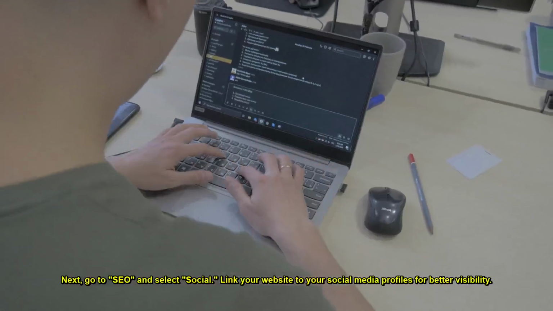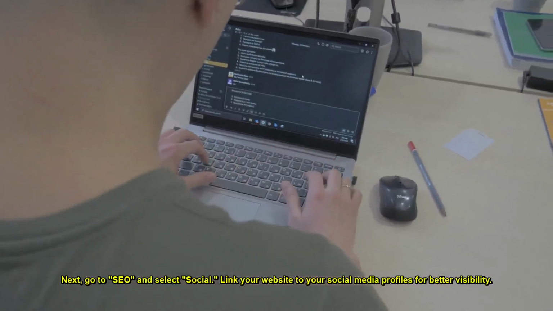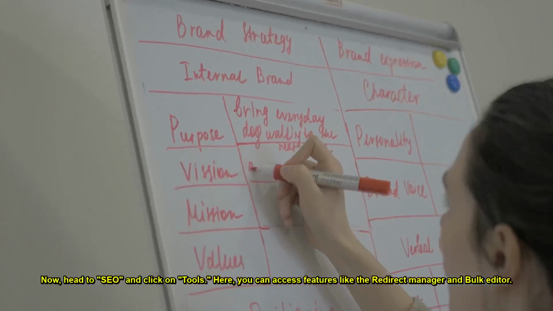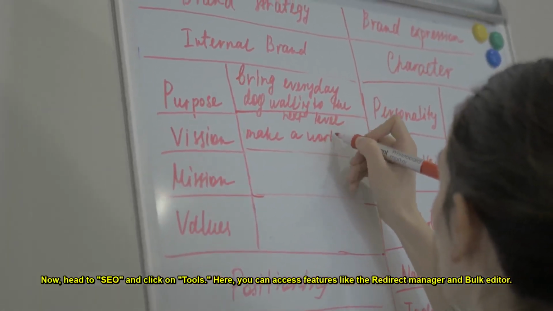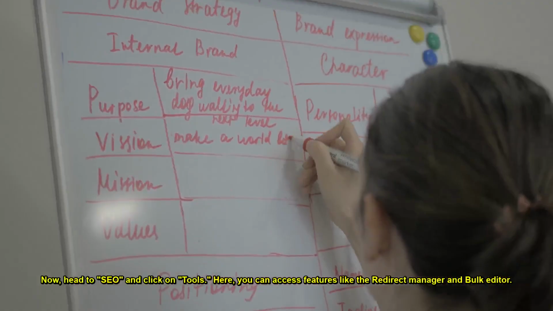Next, go to SEO and select Social. Link your website to your social accounts. Now, head to SEO and click on Tools. Here, you can access features like the Redirect Manager and Bulk Editor.